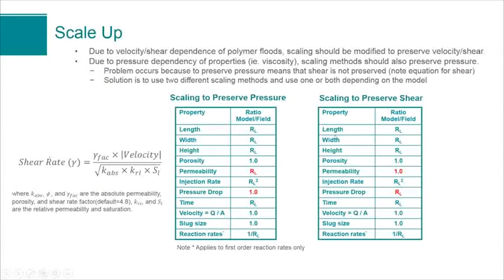So depending on your model, you may need to use one or the other of these methods. You may need to use both depending on your model. For example, if you have STARS with no pressure dependence in your viscosity, then it's okay to use this one to preserve shear, because you do not have a pressure dependency.